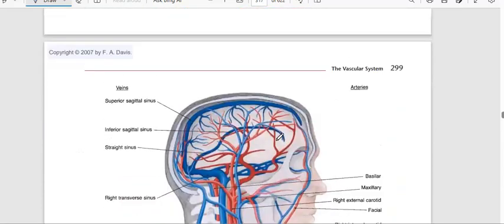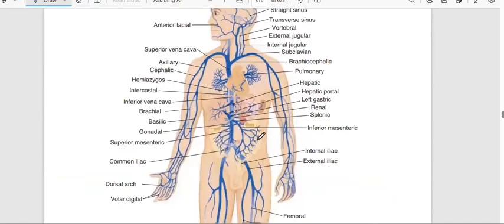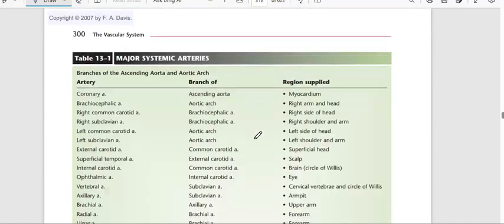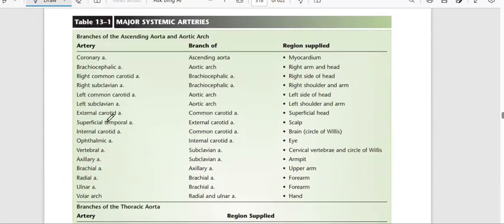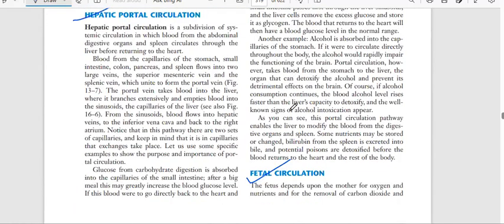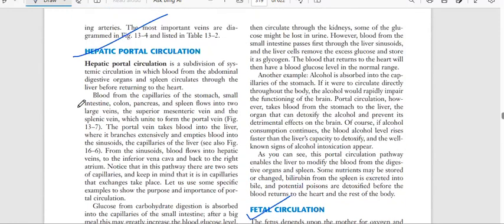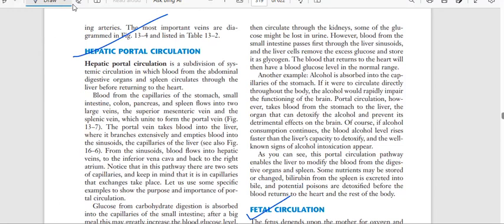So we studied systemic circulation, everything I told you, how they make branches. We have a list of all the artery names, branches, and what they supply. We need to learn all those things by heart. Next we have hepatic portal circulation also to study. We'll just go through that.